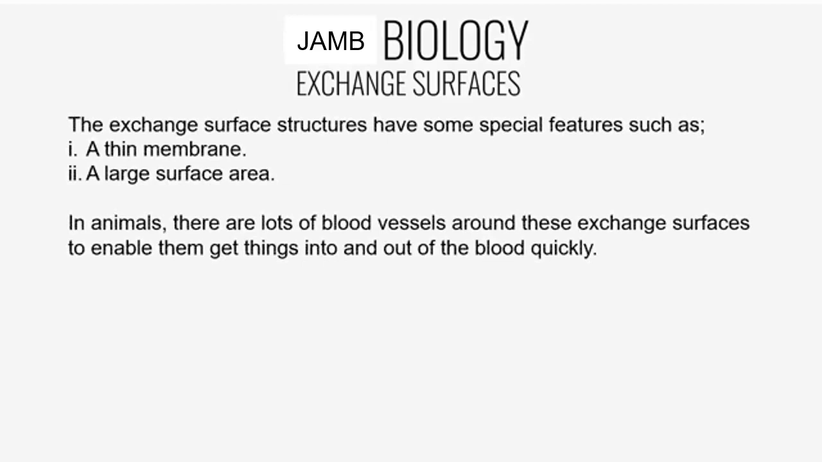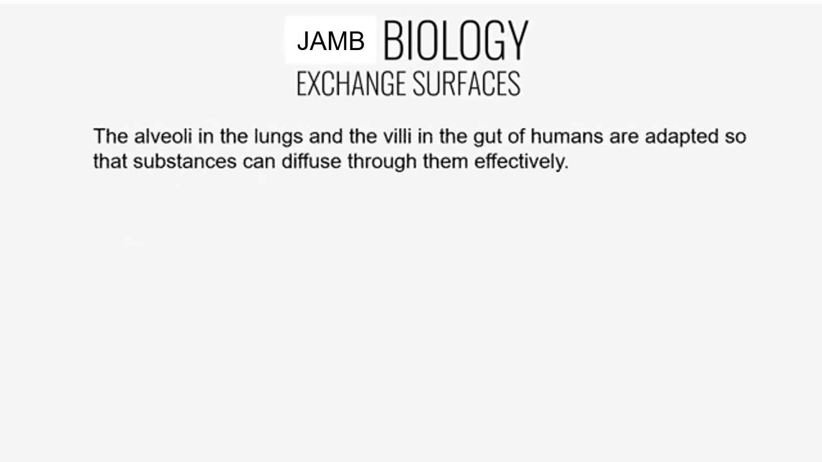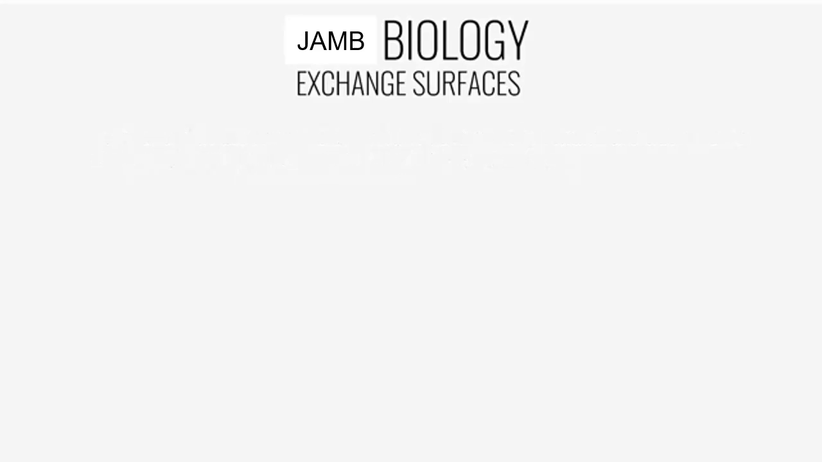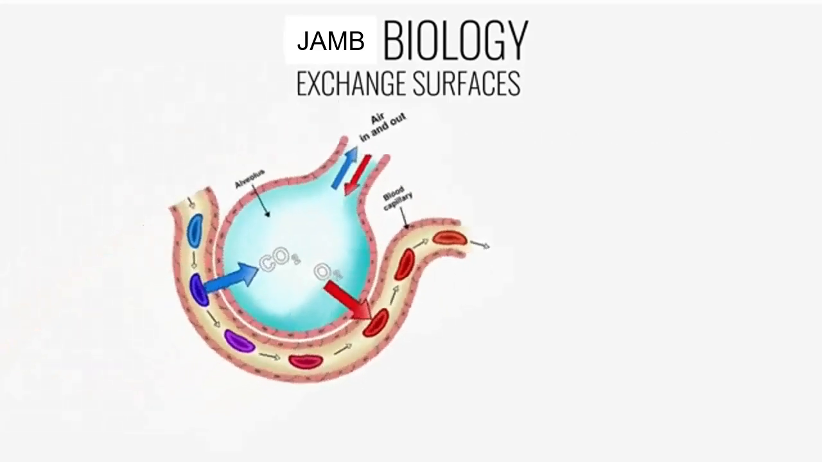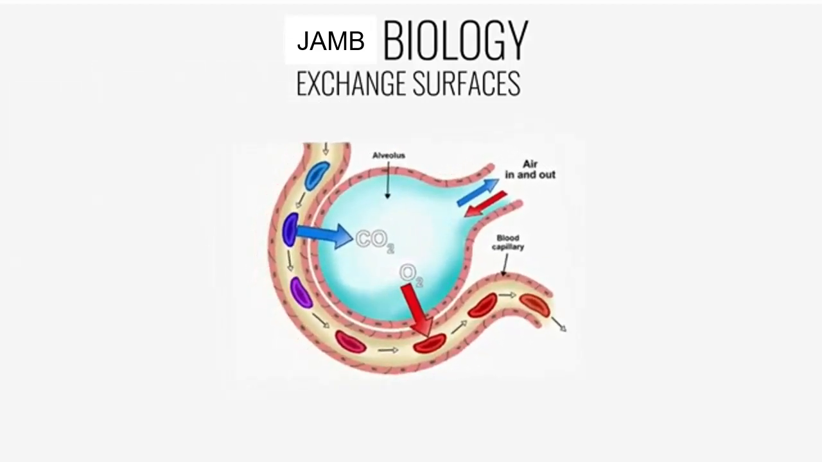These exchange surface structures have some special features, such as a thin membrane and a large surface area. Also, in animals, there are lots of blood vessels around these exchange surfaces to enable them to get things into and out of the blood quickly. The alveoli in the lungs and the villi in the guts of humans are adapted so that substances can diffuse through them effectively. The lung contains millions of air sacs called alveoli, where gas exchange takes place.